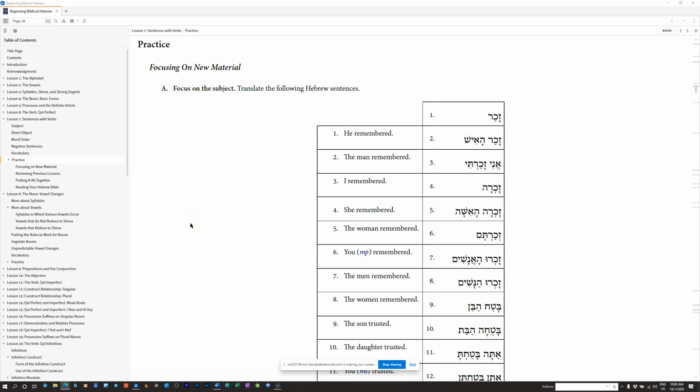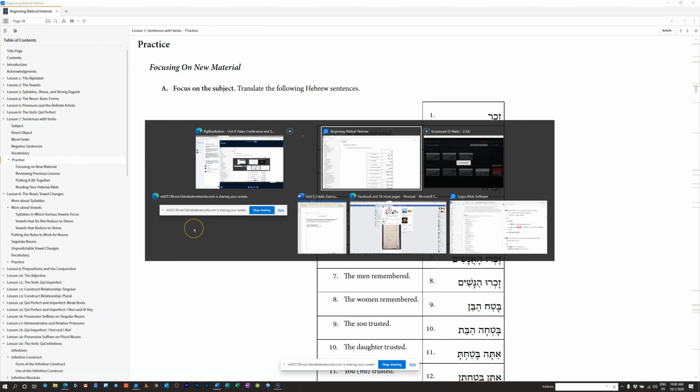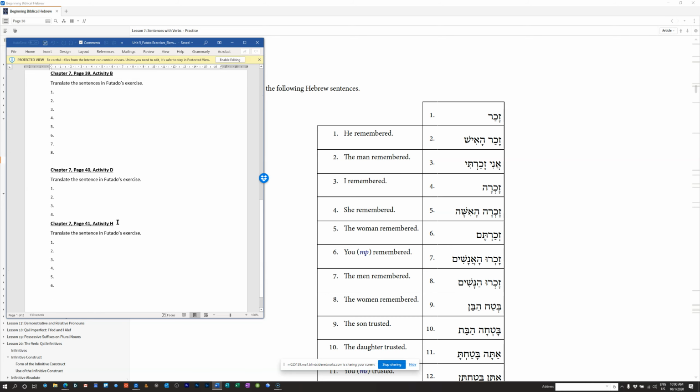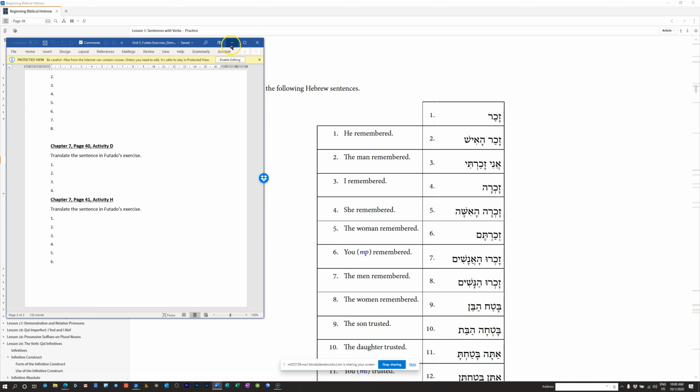Okay, so looking at lesson 7 exercises here. Let me pull up the assignment. We're going to be looking at A, B, D, and H.